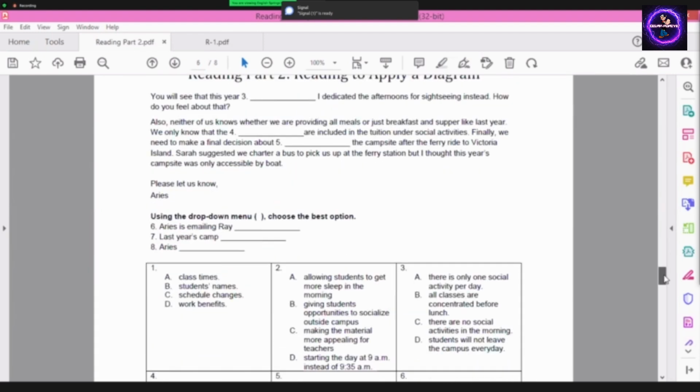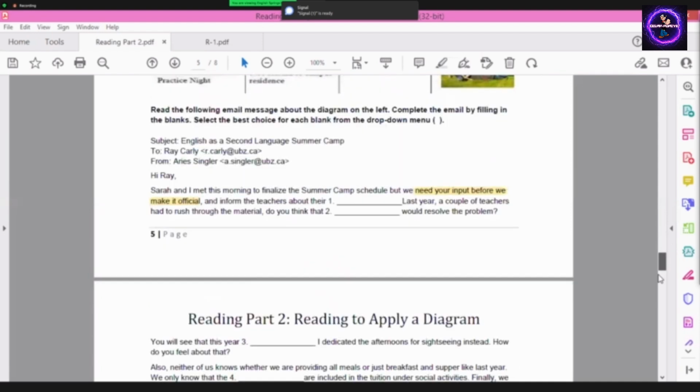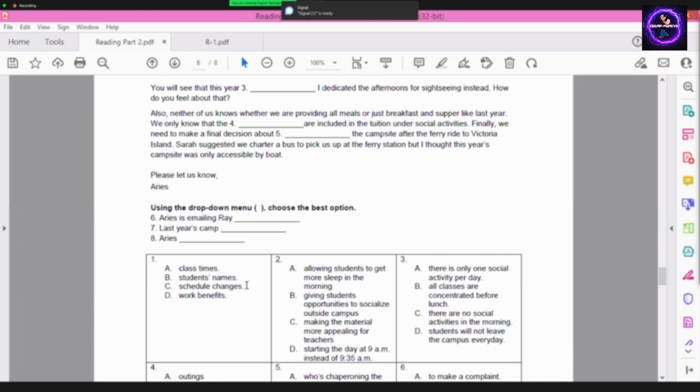Right. Student names is not a part of my diagram. It's just about the time, and the classes have been mentioned. So it seems to be not the student names. Schedule changes, they're not changing. They have to give the inputs, and only then can they finalize the schedules. So nothing about changes or work benefits or compensation is given. That's why I think class time is apt. That's the right answer.